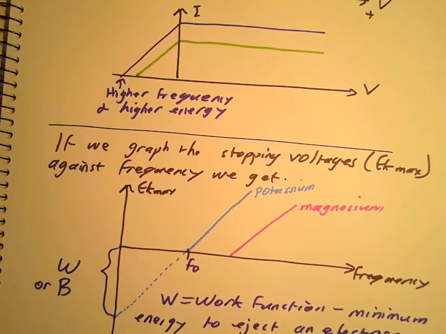Now, we can see that it's a linear graph. It actually works out. This is what Einstein got his Nobel Prize for. EK max equals HF minus W. The gradient, because you know it's a y equals mx plus c, the gradient equals Planck's constant, so they all have the same slope. So all graphs in this have exactly the same gradient.